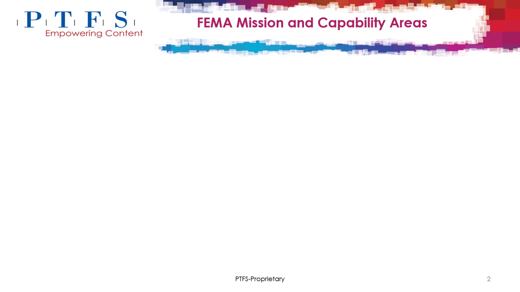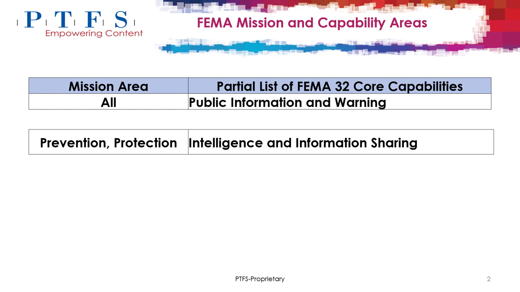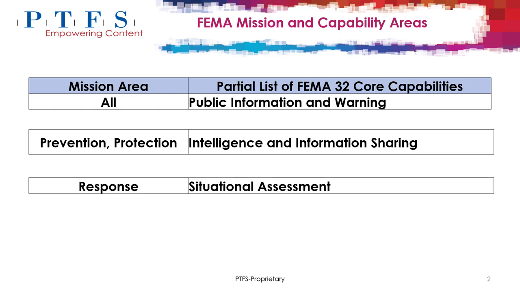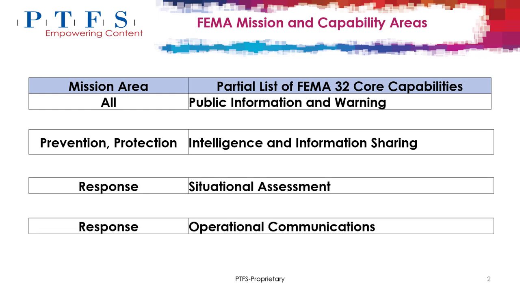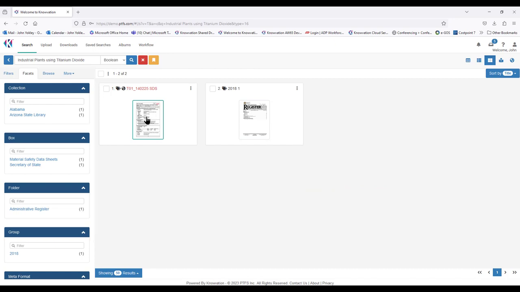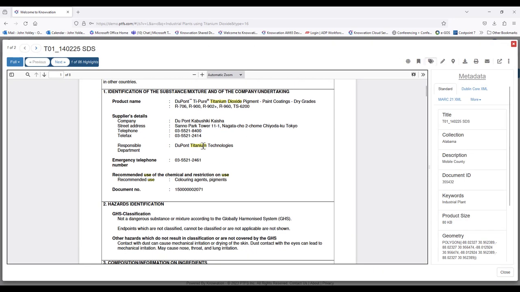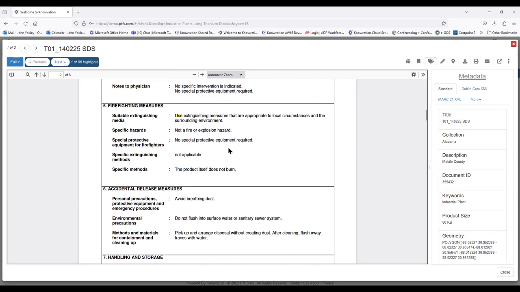This video will support 4 components of FEMA's Emergency Response Mission Capability Areas: public information and warning, intelligence and information sharing, situational assessment, and operational communications. In particular, the use case being presented is a digital solution using PTFS's Knowvation GS software with OSHA-compliant safety data sheets, or SDSs, for use by the government and the public.